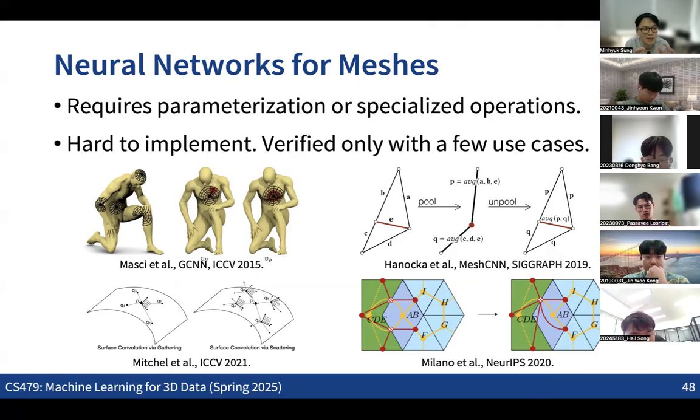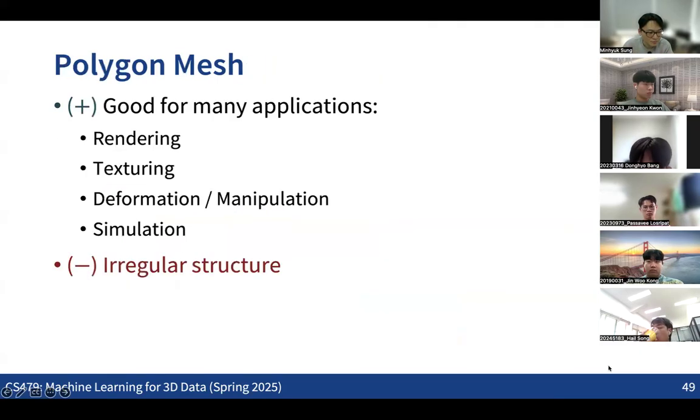So while there are some ideas to process meshes using neural networks, they are not very commonly used. While there are still some cases where people are using mesh processing neural networks, these are some of the challenges in making a neural network that can directly process the mesh data. So that's one thing.